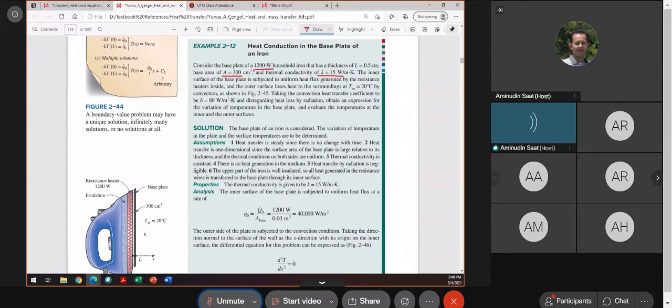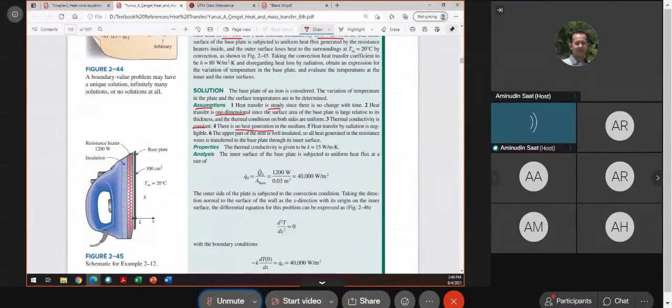First you need to state the assumptions. Heat transfer is steady, heat transfer is one dimensional. Thermal conductivity is constant, and there is no heat generation in the medium. In this case, the medium is your base plate. So your base plate is your medium, and your system is this.